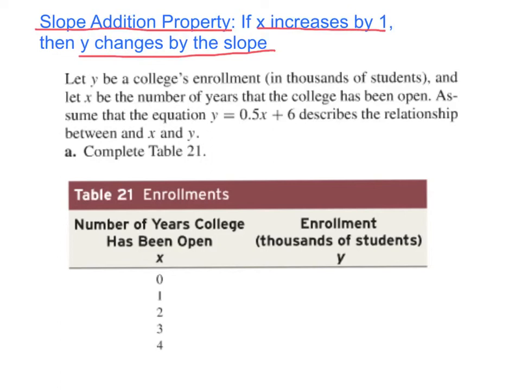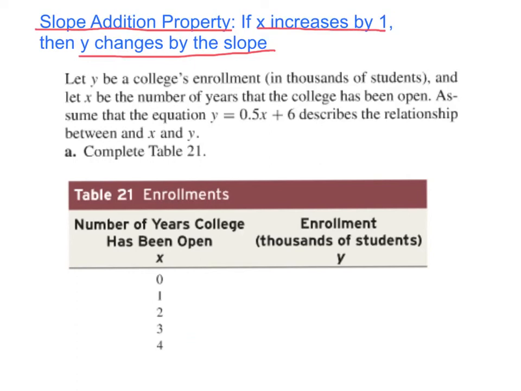Now if the slope is positive, that means y goes up by that amount. And if the slope is negative, it means it goes down by that amount. So for example, let's look at the application here. It says let y be a college's enrollment in thousands of students, and let x be the number of years that the college has been open. Assume that the equation y equals 0.5x plus 6 describes the relationship between x and y. So that clearly is a linear relationship because it's in the form y equals mx plus b. So it will follow this slope addition property.